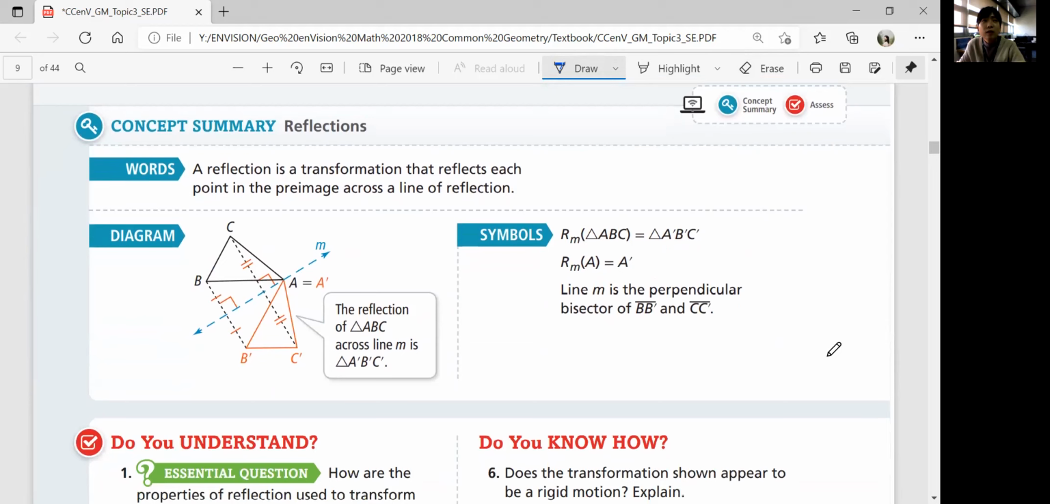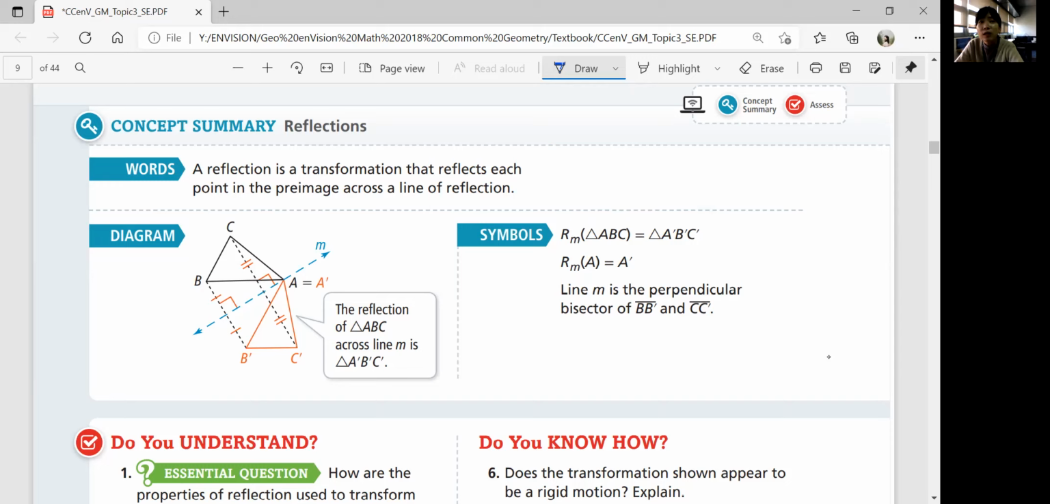Okay, let's summarize our lesson. Concept summary: reflections. A reflection is a type of transformation that reflects each point in the pre-image across a line of reflection. So if you look at the diagram, you see some points for a triangle ABC. If the point is exactly on the line of reflection, it's reflected to itself, so it doesn't move. But if points are not on the line of reflection, you can draw a perpendicular line across with the same distance on the other side to graph the image of your pre-image points.